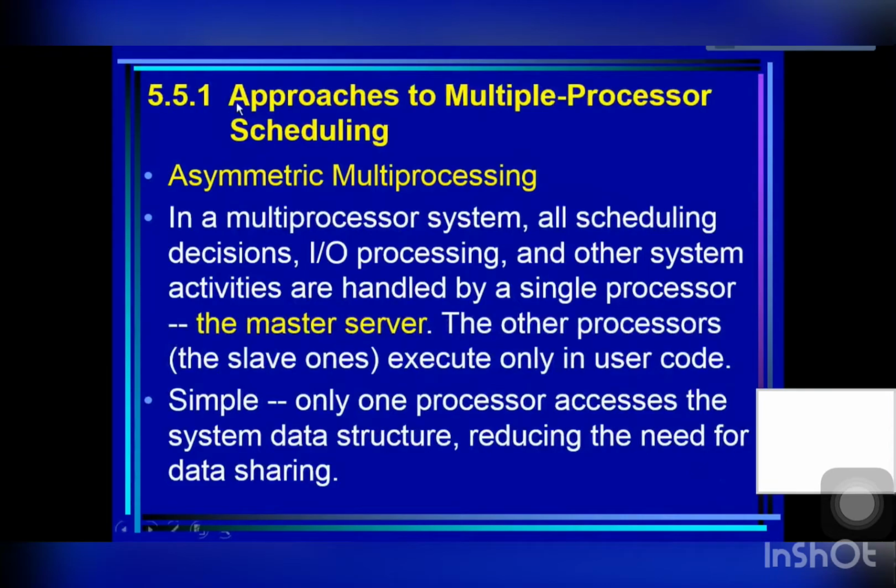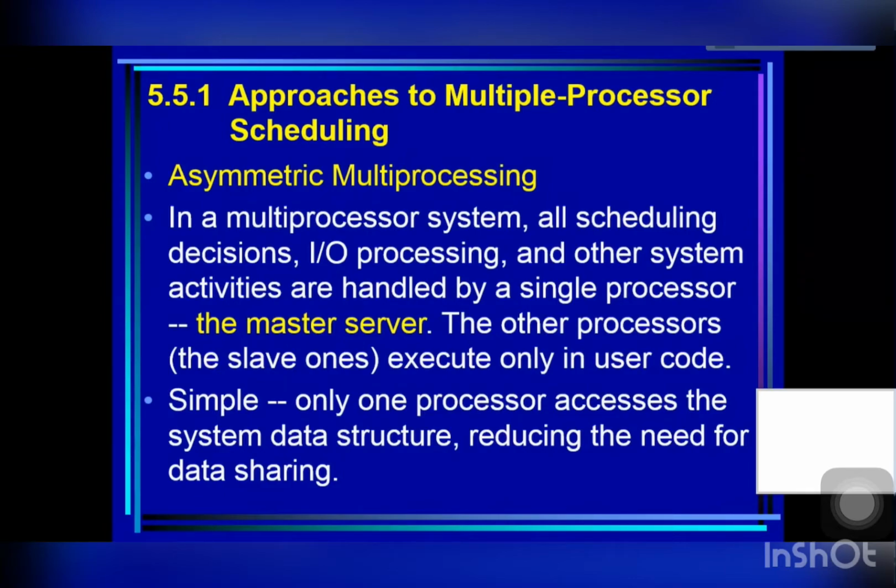The first section covers approaches to multiple processor scheduling. One approach to CPU scheduling in a multiprocessor system has all scheduling decisions, I/O processing, and other system activities handled by a single processor, the master server. The other processors execute only user code. This is called asymmetric multiprocessing. It's simple because only one processor accesses the system data structure, reducing the need for data sharing.